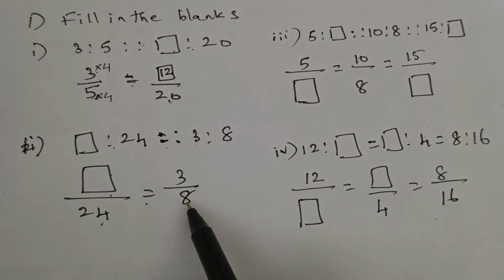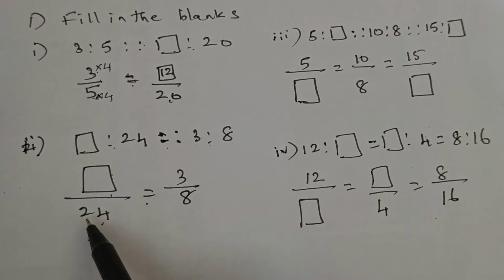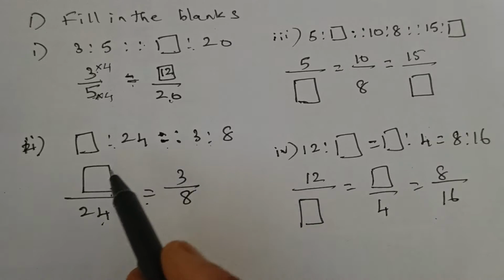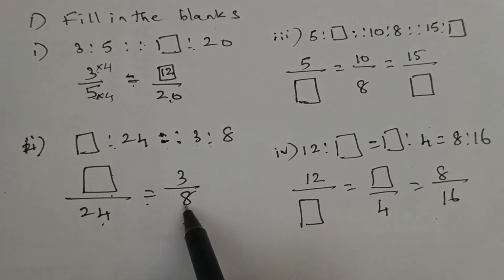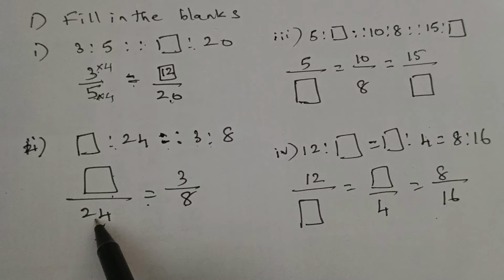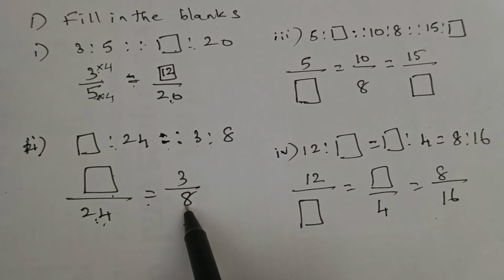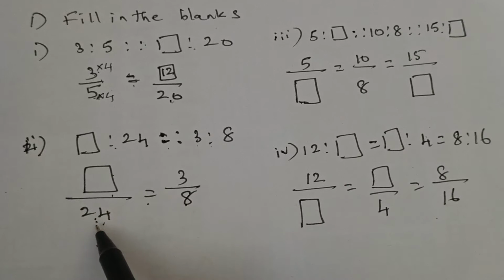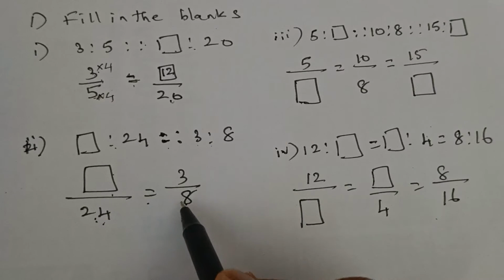Now here also we know both the denominators. We have to come from right hand side to left hand side. Tell 8 tables till you get 24. 8 into what gives you 24? 8 is multiplied by what number to get 24? That is the question we have to find.